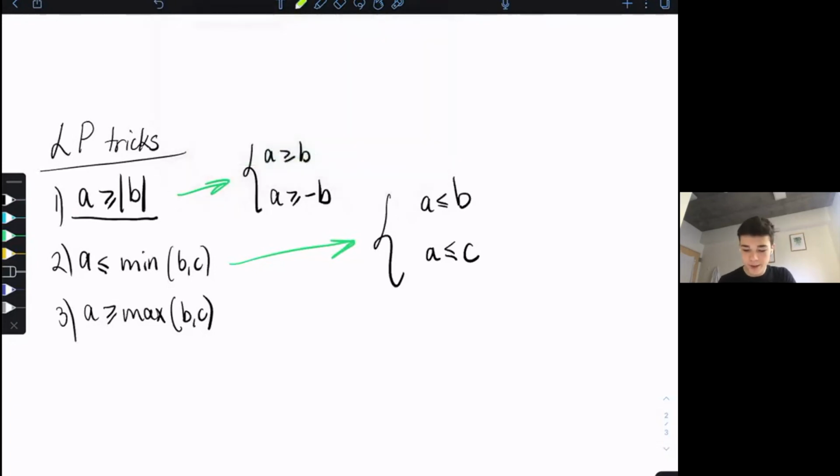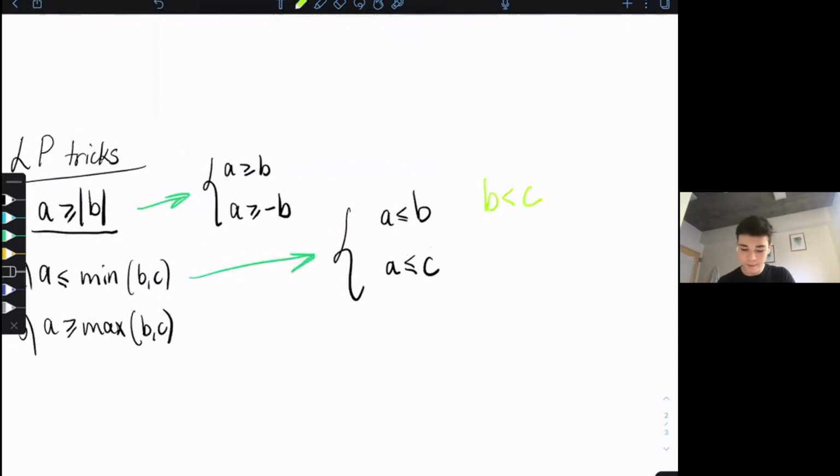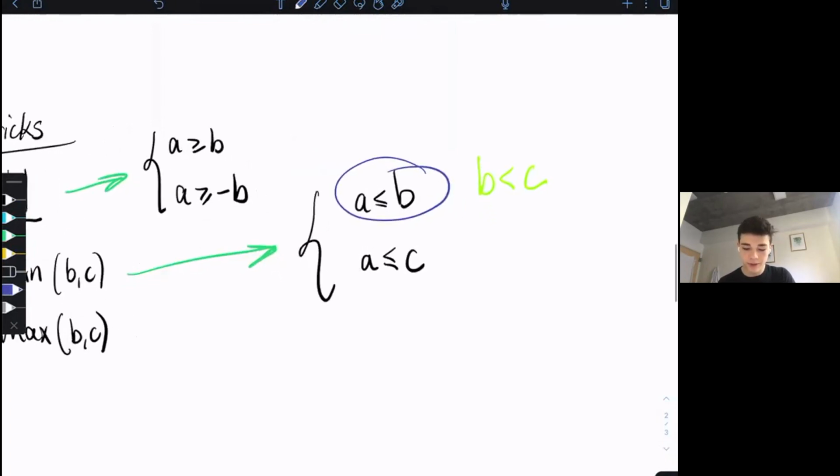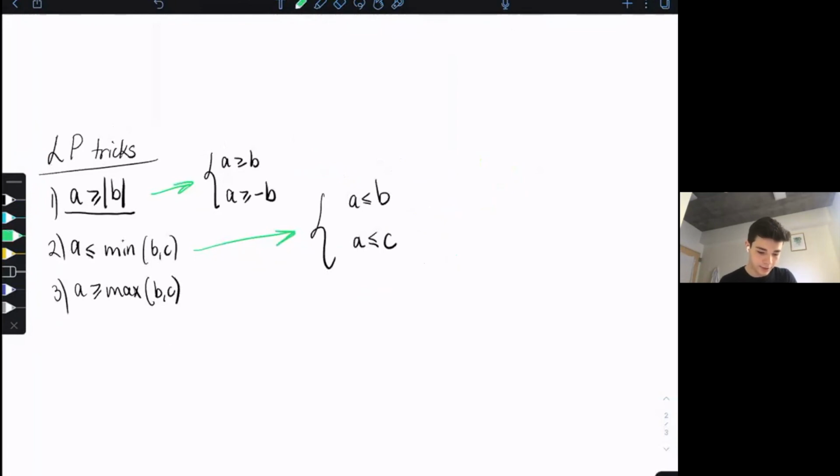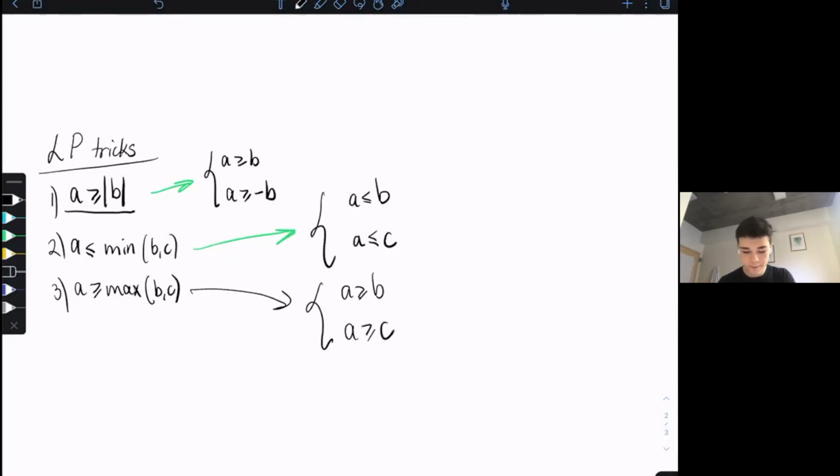So I'll go through an example where if B is less than C, this constraint here is going to dominate, and this constraint is going to be automatically satisfied. And part 3 is going to look exactly like part 2, where A is greater or equal to B and A is greater or equal to C. So if B is greater than C, then this constraint is going to dominate and this constraint is going to be automatically satisfied.